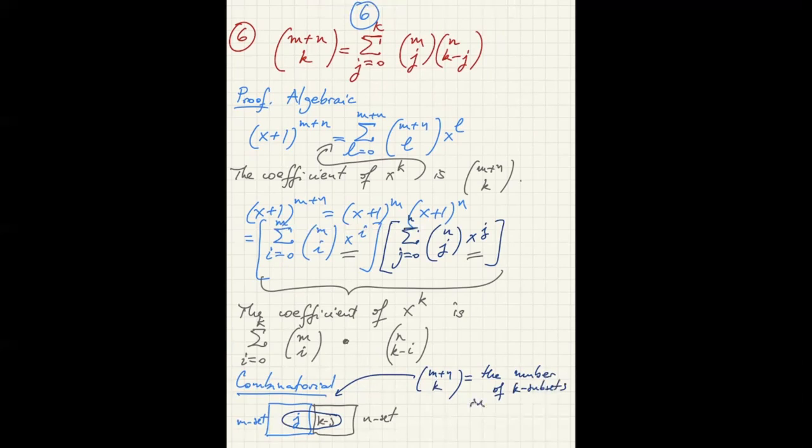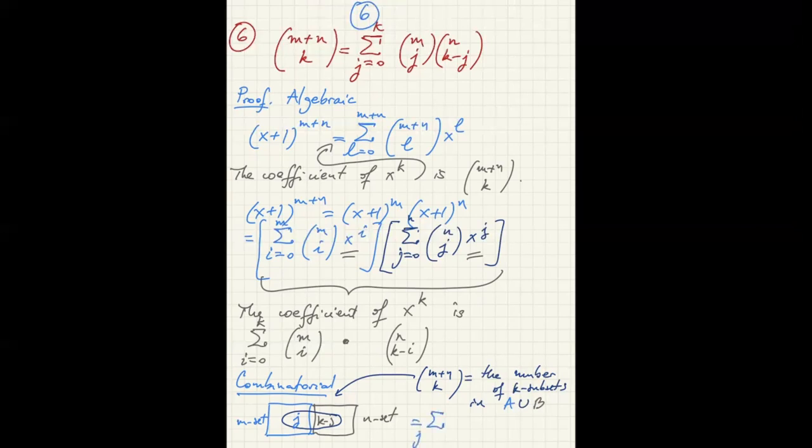Let's call it A union B, where A is the m set and B is the n set. Okay, but I can count the number of these k subsets according to how much these k subsets overlap to the blue set, for example. So that's going to be a summation of j.